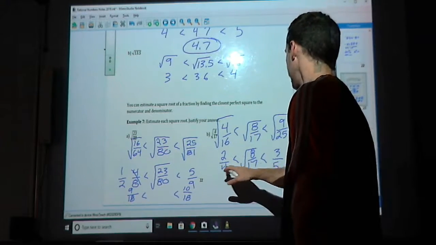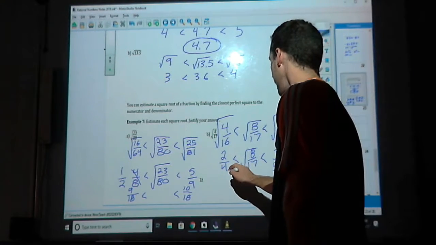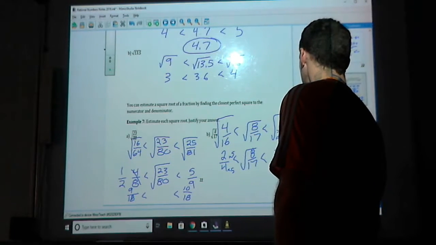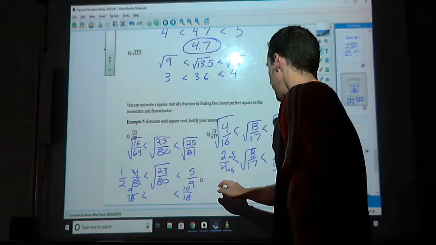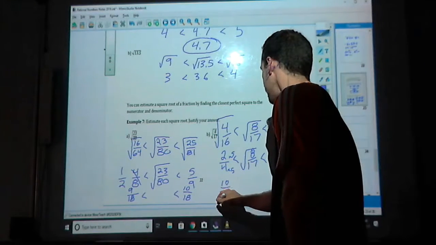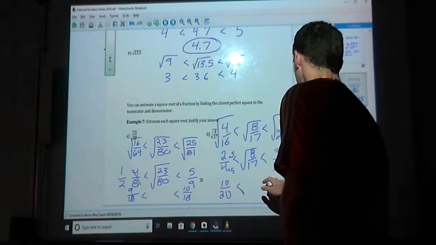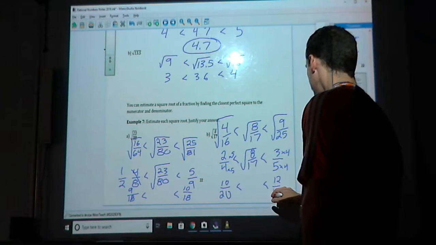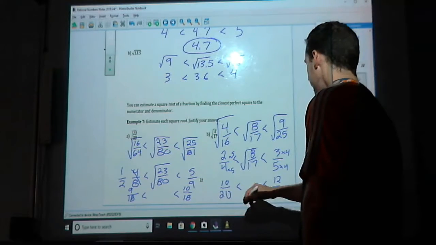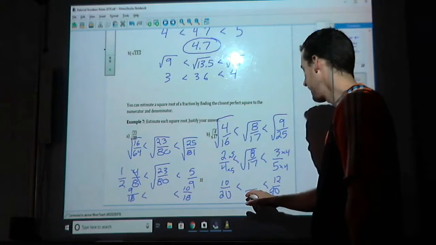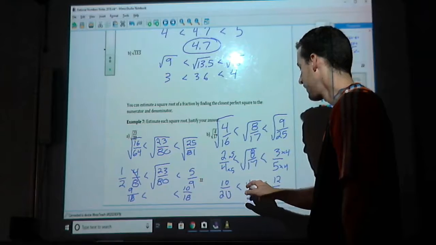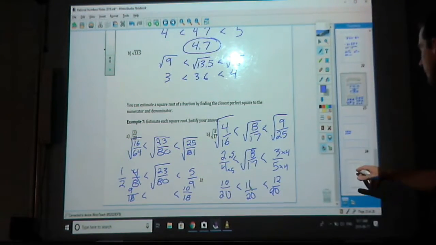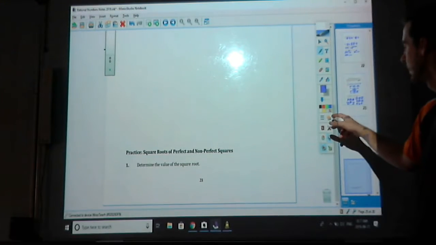So what we can do, common denominator, times 5 over here, and times 4 over here, right? So we end up with 10 over 20, right, and 12 over 20, okay? And so now we can see we're right in between with 11 over 20, and that would be your final answer, okay? Awesome. Guys, great job. Let's keep going. Almost there.